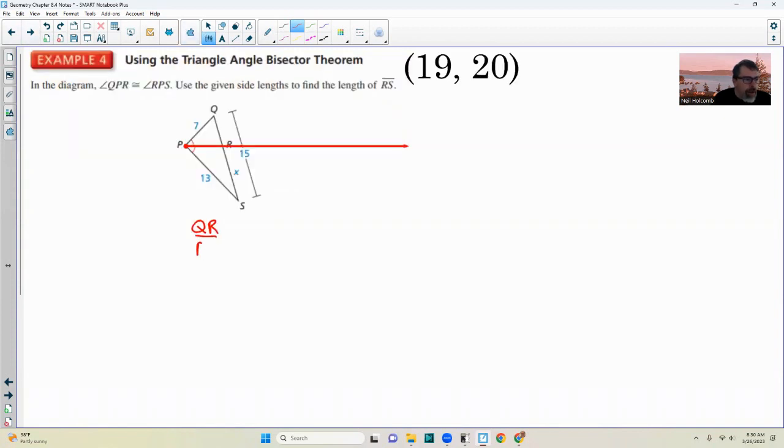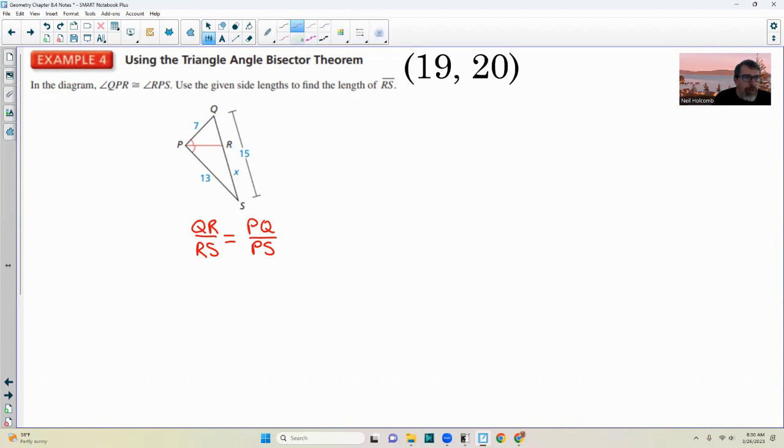QR is to RS as PQ. This side over here is to this side over here, which is PS. Okay, so let me get rid of this ray. Goodbye. All right, so that's how you set it up. QR is to RS as PQ is to PS.